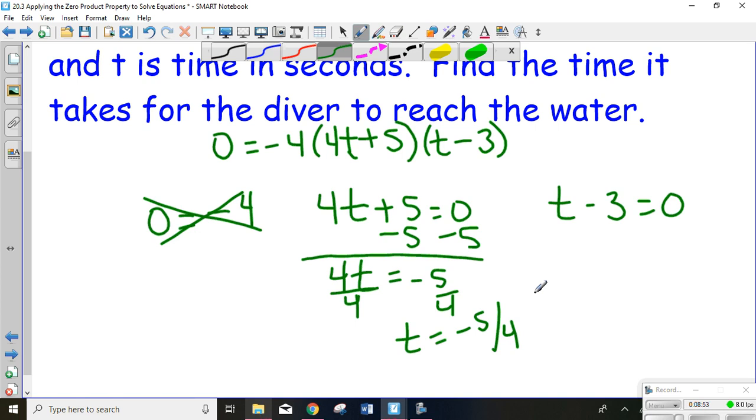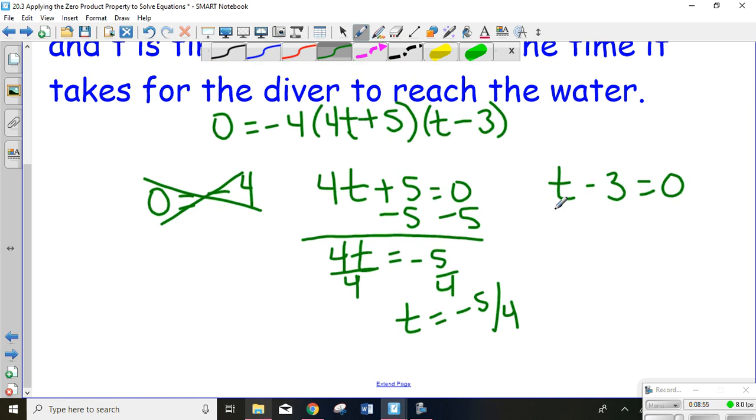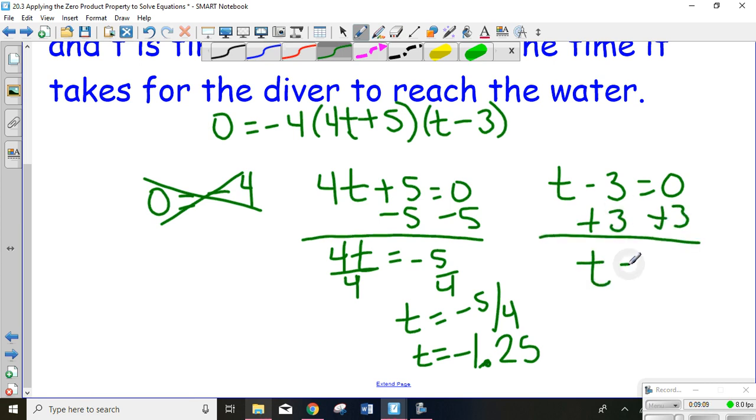Now, I know we don't like fractions. If you type that in the calculator, you should have also gotten that t was equal to negative 1.25. And then here I'm adding 3 to both sides, so I get t is equal to 3.